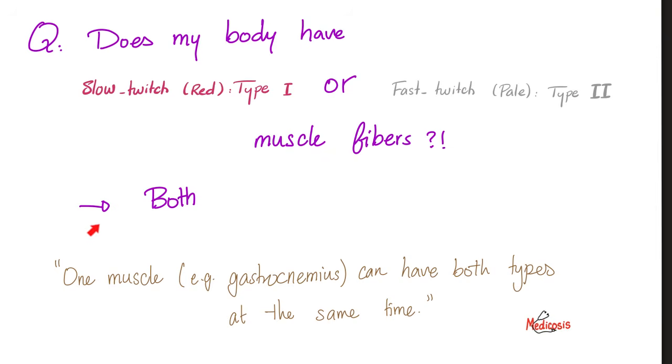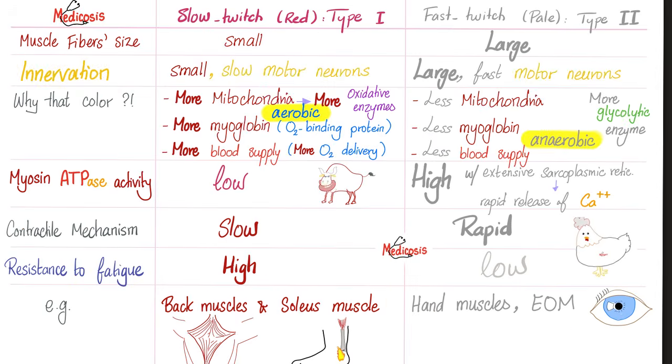The answer is your body has both. Not just that, even one muscle, the gastrocnemius, can have both types of fibers at the same time, fast twitch and slow twitch. Let's compare between type 1 and type 2 muscles. If you remember the ox versus the chicken, everything is going to be easy.